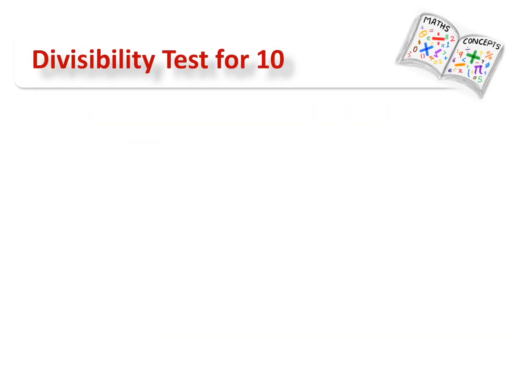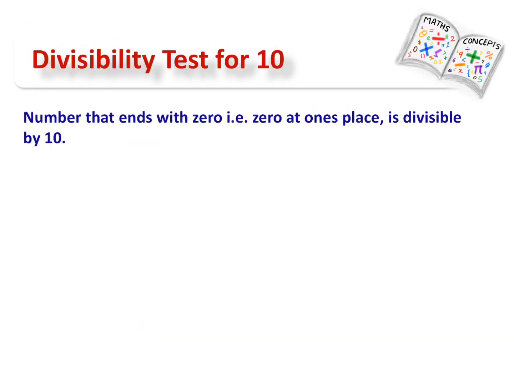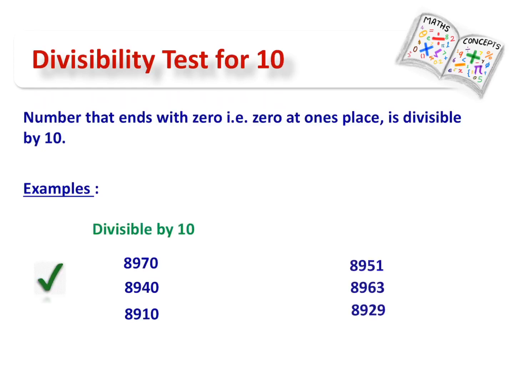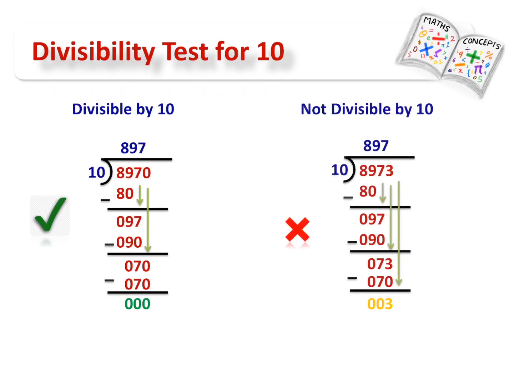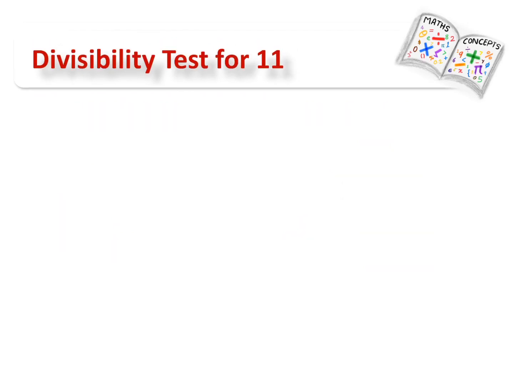The next divisibility test is pretty simple, very simple. We know that all numbers that end with 0, that is which have 0 at the one's place, are divisible by 10. That is 8970, 8940, 8910, 7520. Any number, absolutely any number that ends with 0 is divisible by 10. And all other numbers which do not end with 0 are not divisible by 10. Here we have performed actual division for validation. It's pretty simple.